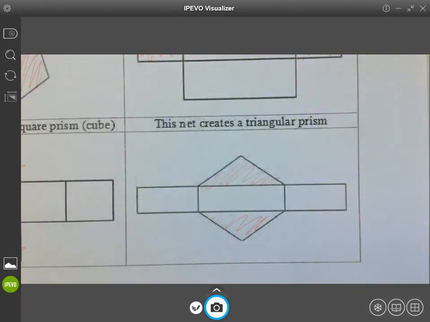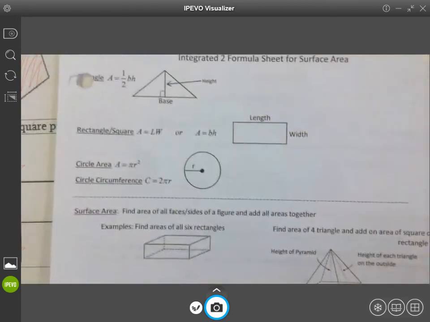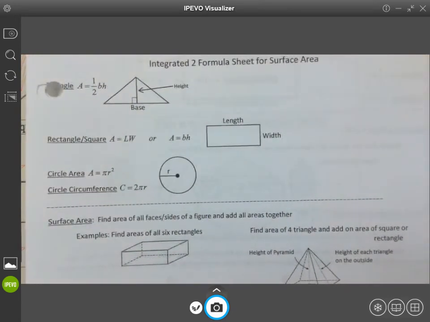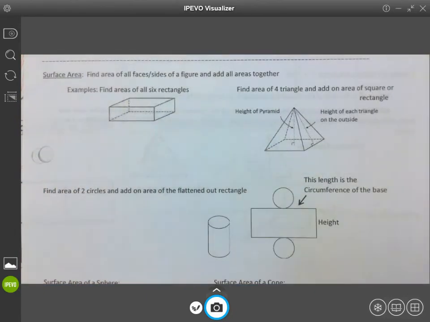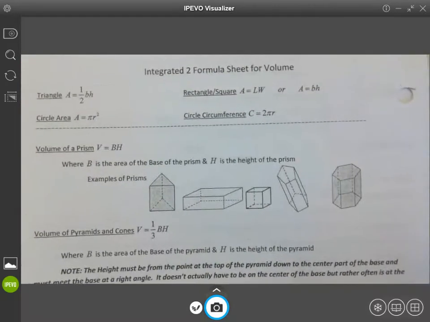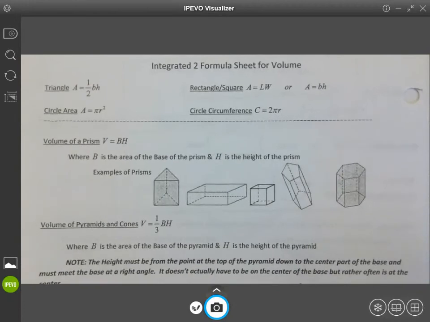This paper is in front of what we just did. All right, in your packet, in front of that is another formula sheet. We're going to be using this one, so it's a good reference. We've got our basic areas and circumference, but then we get into talking about surface areas of the different figures, and you have volume on the back. So this is going to be a good reference sheet for us.